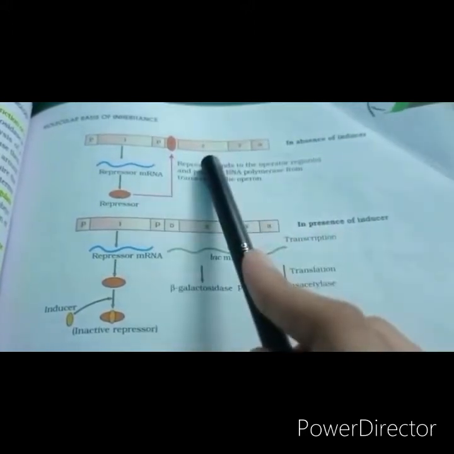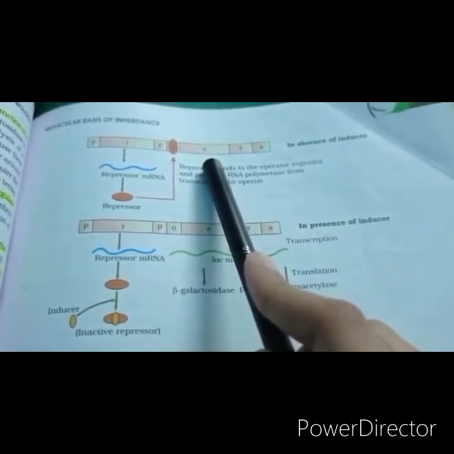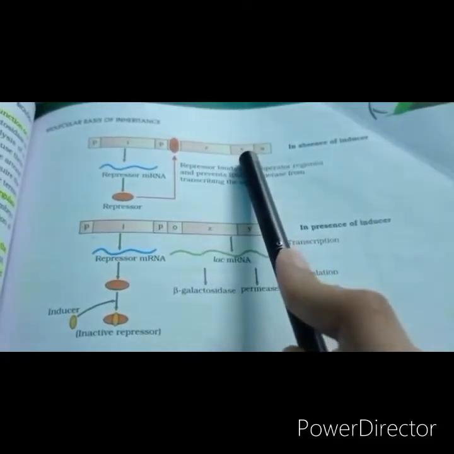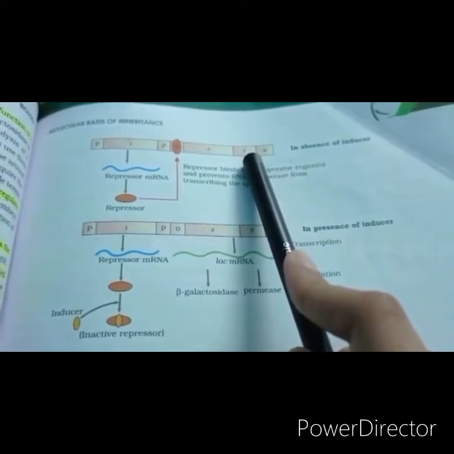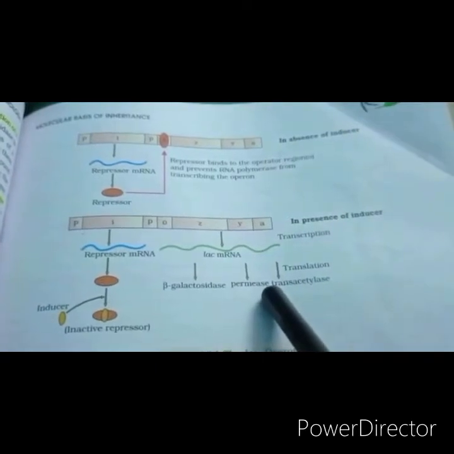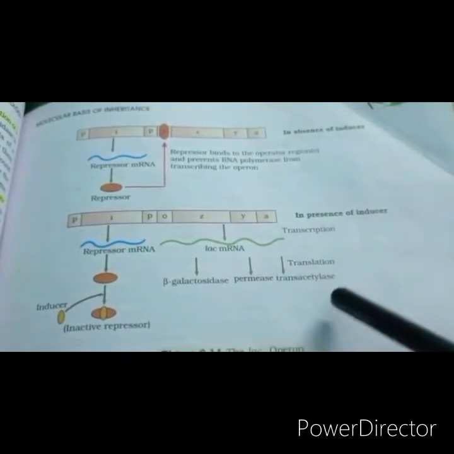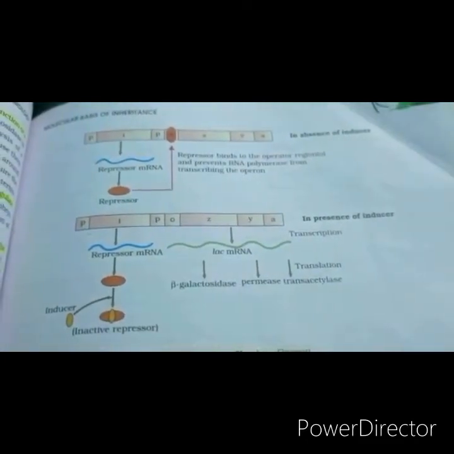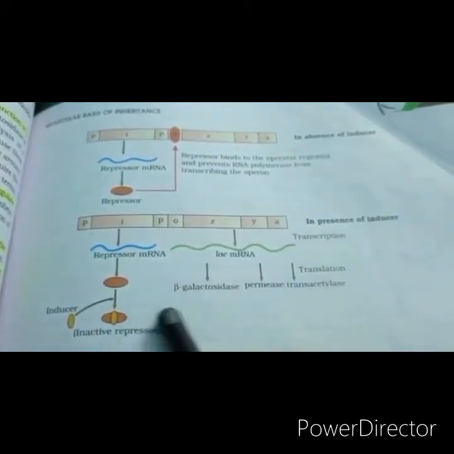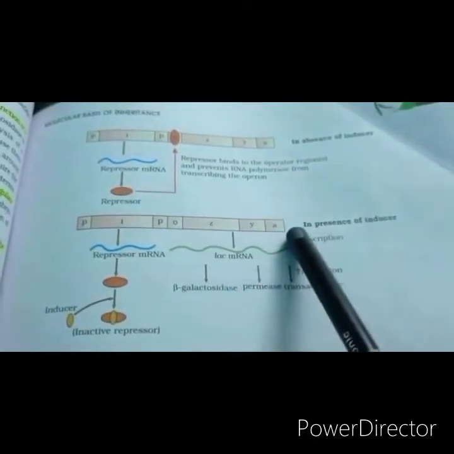Here our Z is going to transcribe and translate into beta galactosidase, so it will produce this enzyme. And our Y gene is going to help in the synthesis of another enzyme which is known as permease. Here you can see it is permease. And our A gene is going to transcribe and translate transacetylase. So these are the enzymes which are going to be transcribed and translated by our structural genes.